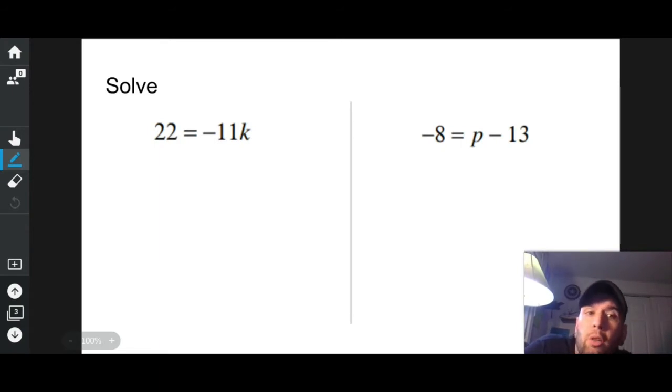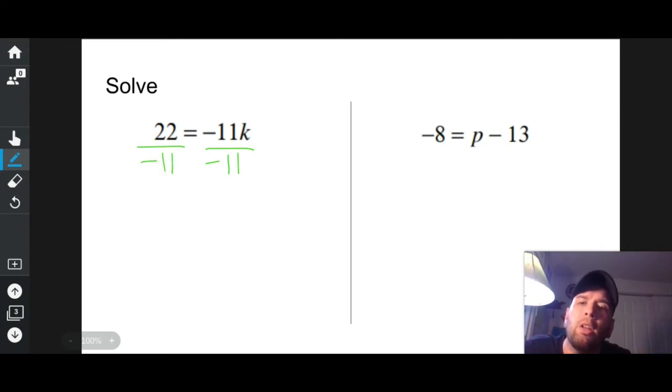Is k all by itself? No. What's in the way? Negative 11. How is it in the way? It's being multiplied. How do I get rid of it? Divide. Divide both sides by negative 11. 22, the Taylor Swift special, divided by negative 11 is negative 2.